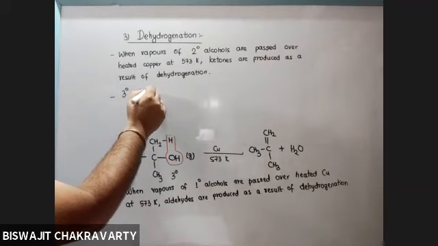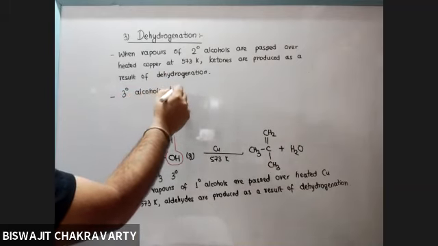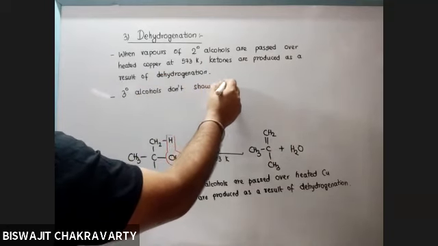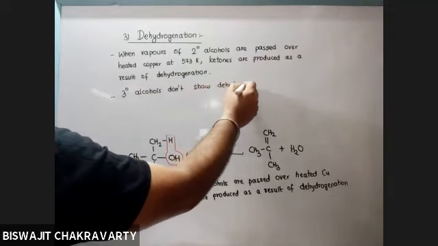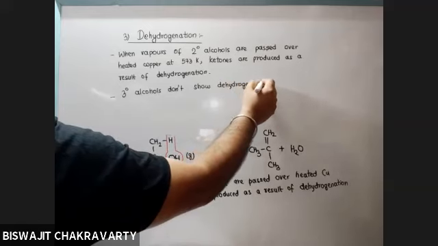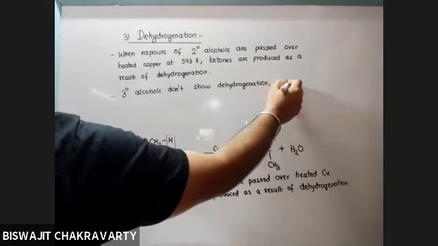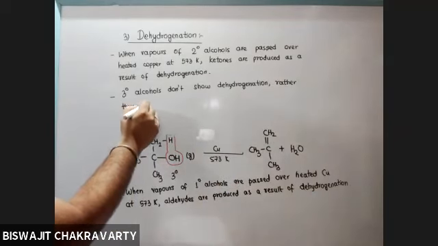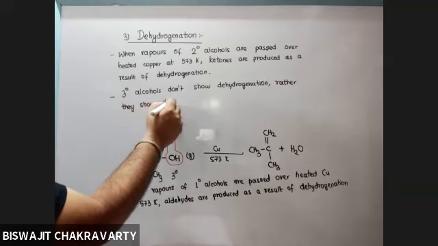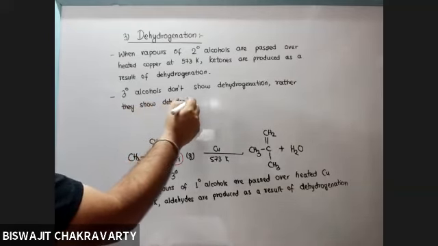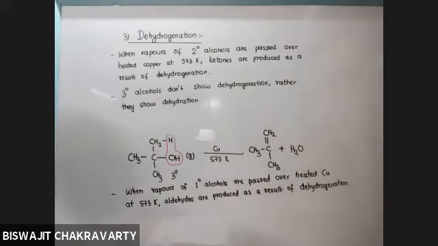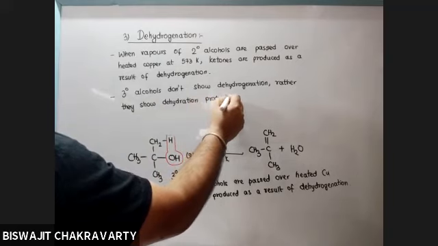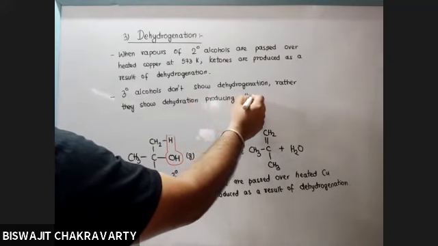Three-degree alcohols do not show dehydrogenation, rather they show dehydration, producing alkenes.